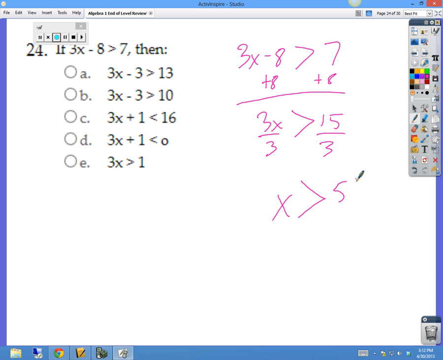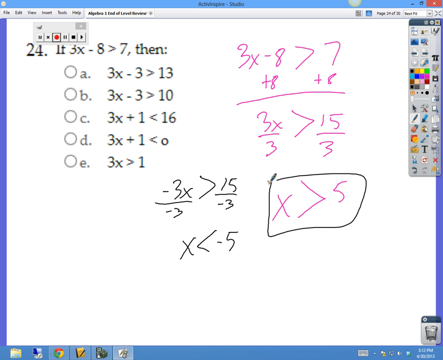But what you do need to know is if it was a little bit different. If it was a negative 3x divided by 15, if you were to divide by a negative 3 and divide this by a negative 3, anytime on an inequality if you multiply or divide by a negative, then you have to change the direction of your sign. So anytime you multiply both sides or divide both sides by a negative, you got to change the direction of your sign. So the ultimate answer is x is anything bigger than 5.